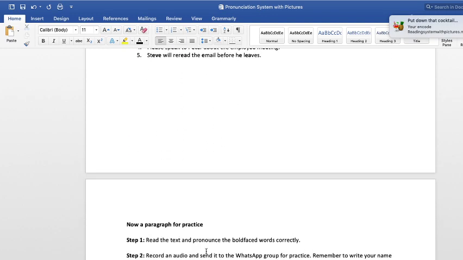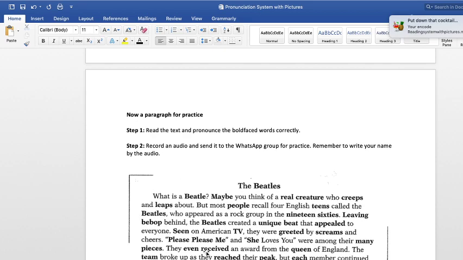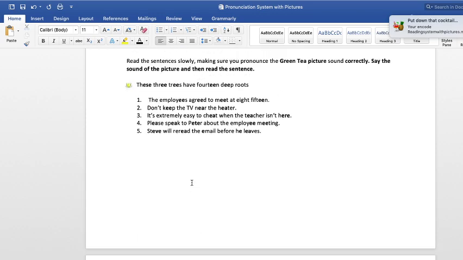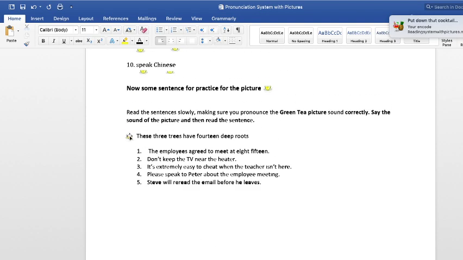Now I'm going to move on to a paragraph. This paragraph is going to be for grading. You need to read the text and pronounce the boldface words correctly. This is the first step. Step number two. You should record an audio and send it to my WhatsApp or send it to the WhatsApp group as you want. Remember to write your name by the audio. You will have to read this one first. Practice as many times as you want. Remember, relate the sound with the picture. Relate the picture with the patterns.